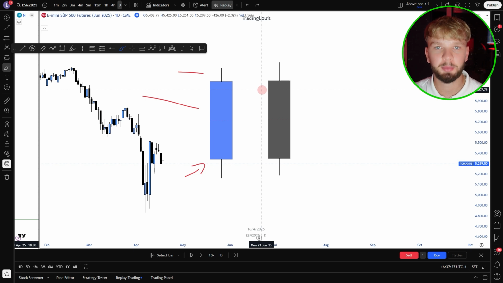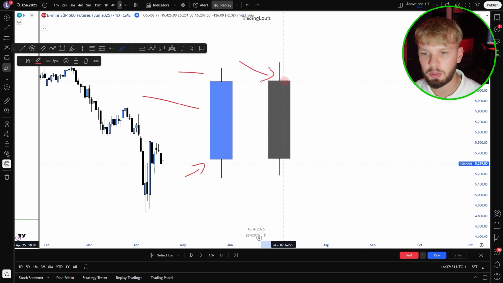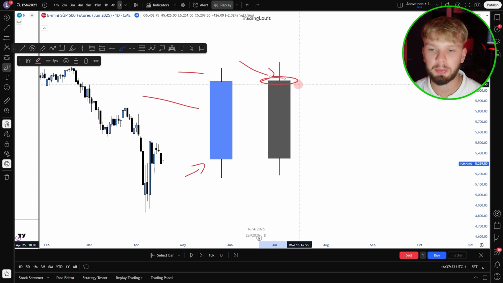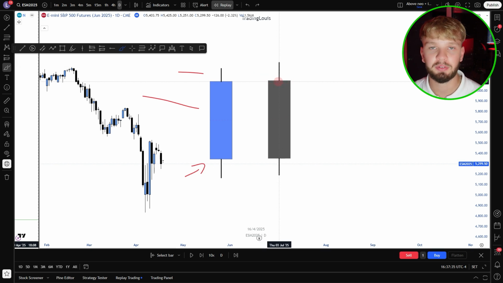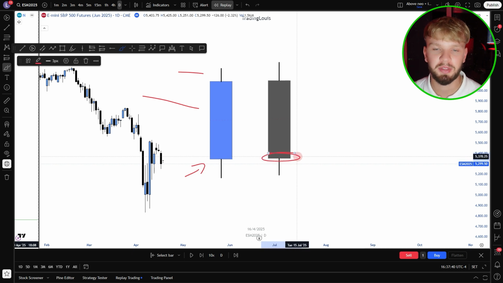Then it's the exact same for the bearish candle except reversed. Right here is the candle open. We know that this is the candle open because it is at the top, and if the candle is bearish, then the close must be at the bottom of the candle.